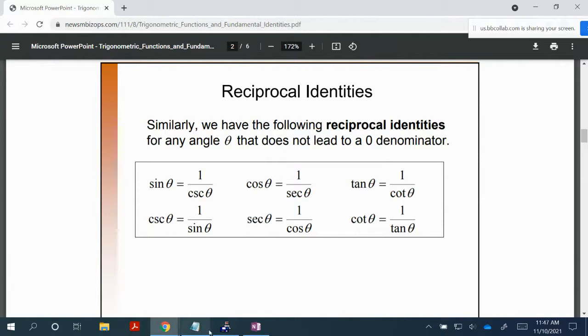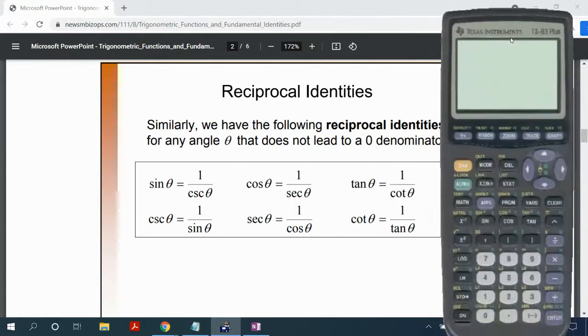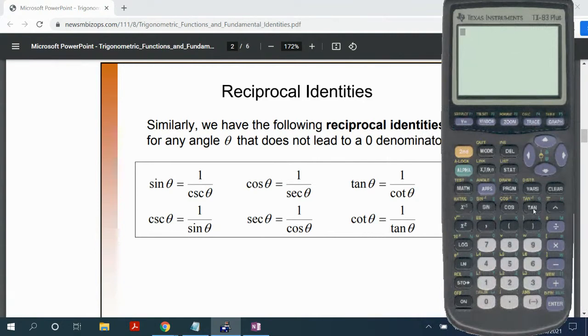Now, as far as the calculator is concerned, let me just pull that calculator up. We do have a sine, cosine, and tangent button. So there's no need to write out sine, cosine, and tangent with their reciprocal identities. However, with cosecant, secant, and cotangent, it's very much different. Notice that we don't have a cosecant, secant, or cotangent button on the calculator.